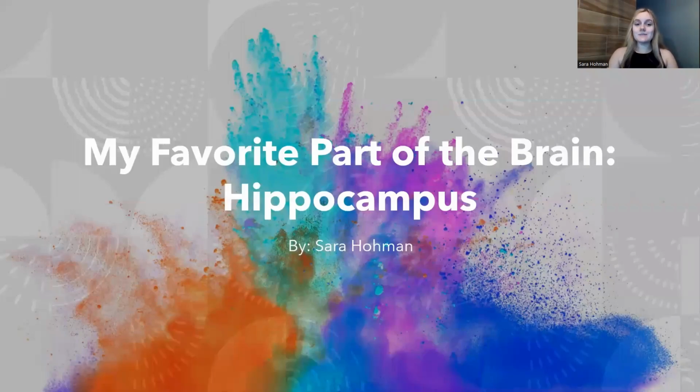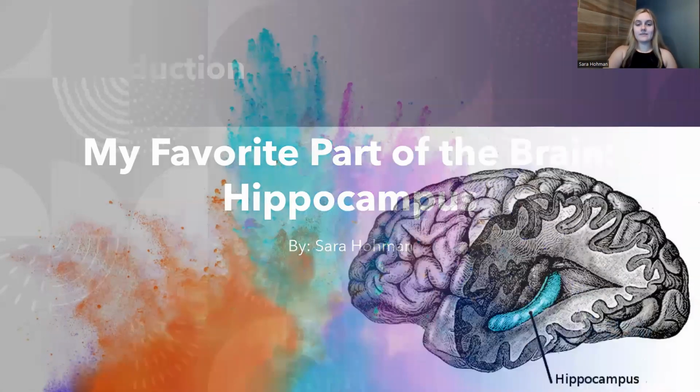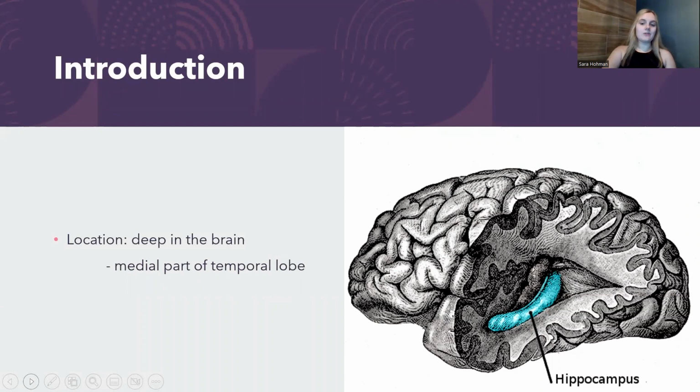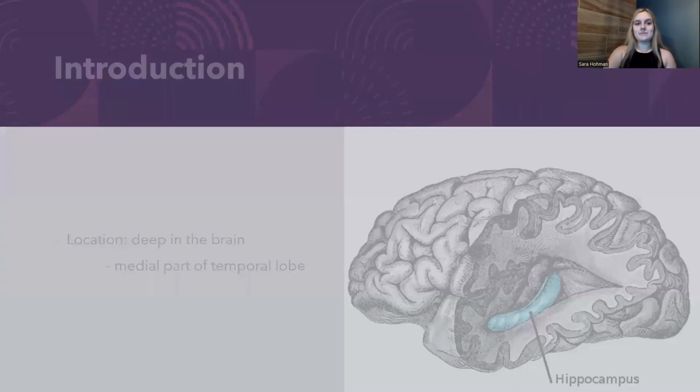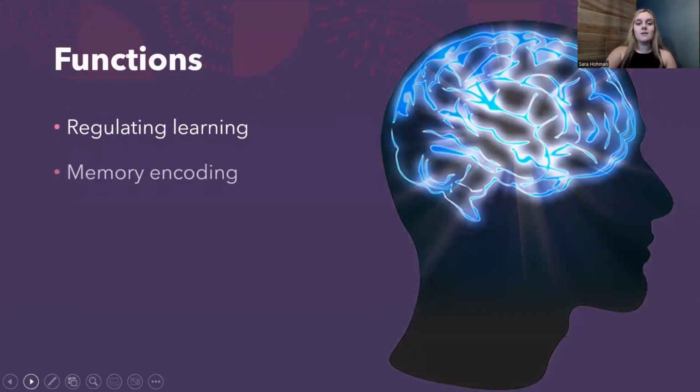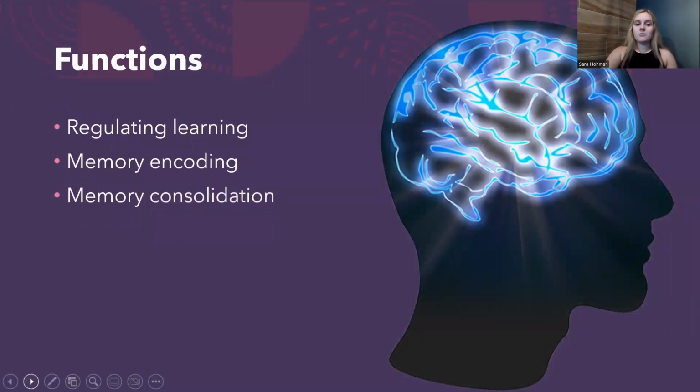Hi there, and welcome to my favorite part of the brain, the hippocampus. The hippocampus is located deep within the brain, in the medial part of the temporal lobe, as you can see in this picture here. The hippocampus is in the blue. Some basic functions of the hippocampus, just to name a few, are regulating learning, memory encoding, memory consolidation, and spatial navigation.